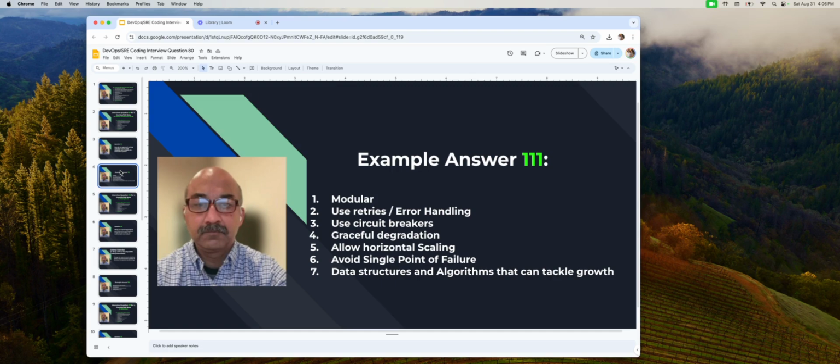So these are some of the things that you need to pay attention to when you're writing code that runs in a distributed system. When people say distributed systems, think of 1,000 virtual machines or 1,000 containers running the same code or same set of codes.